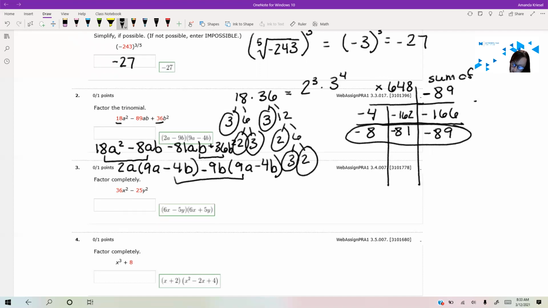Now I have two terms, and they each have this common binomial factor of 9a minus 4b. So I'm going to factor that out of both of those. I take out that 9a minus 4b, and I'm left with 2a minus 9b. And that's my factored form. Of course, the answer displays that as well. Multiplication is commutative, so that order doesn't matter. So that's the only thing for that problem.